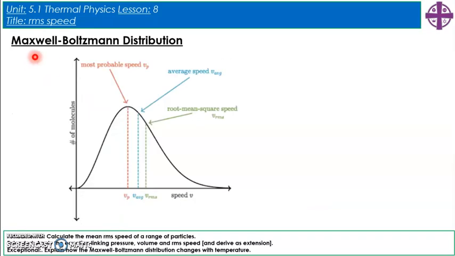The next thing to look at is the Maxwell-Boltzmann distribution, and it's a graph that shows you how the speed values of all the molecules in your gas are distributed. So it tells you what is the most probable speed, what is the maximum speed that molecules will have. So we'll have a quick look at the simulation to see how this works.